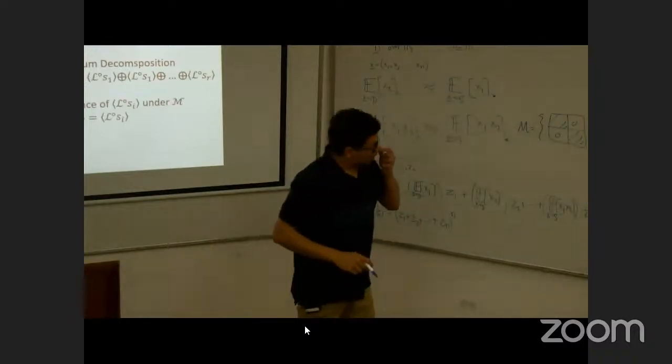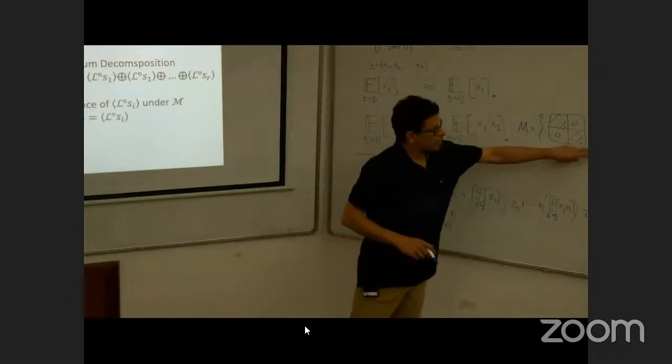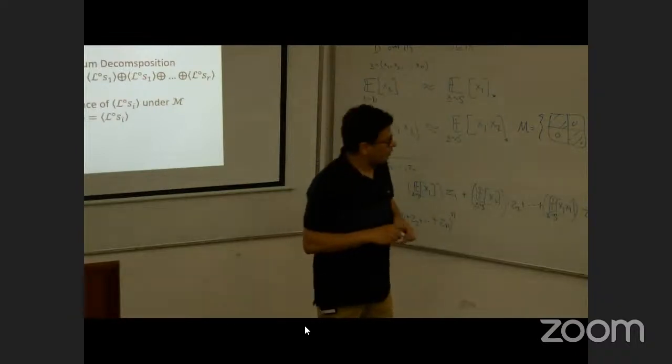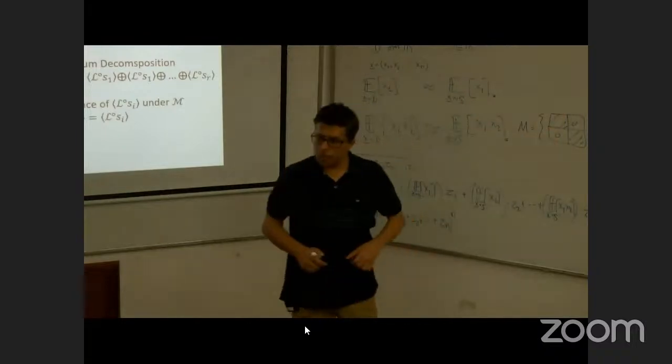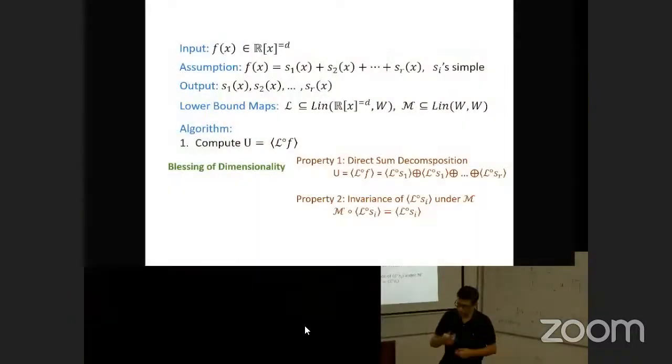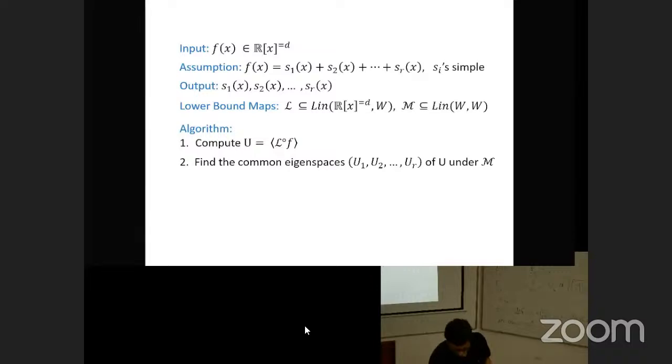Right? And then what this would mean is that once you have that basis, then the space corresponding to these columns will constitute a vector space which is invariant under the action of M. So it turns out you can do this efficiently. You can simultaneously block diagonalize matrices efficiently. We call this vector space decomposition.